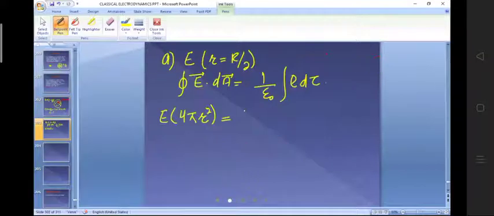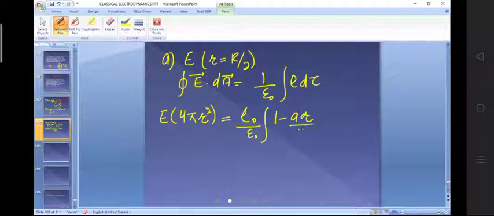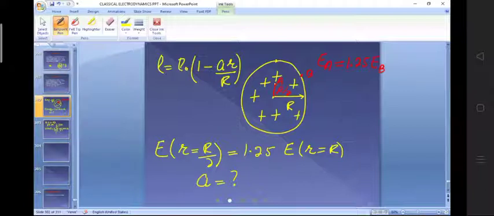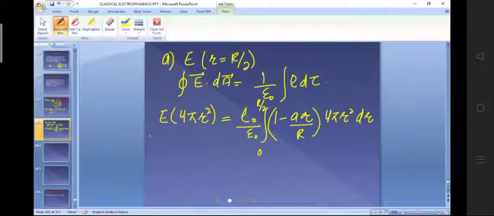So here I will write down rho naught divided by epsilon naught integration of 1 minus small r divided by capital R multiplied by d tau, which is spherical volume element, and that's in turn equal to 4 pi r square dr. And the limits of integration will be from 0 to R by 2. Fine, because we are supposed to calculate the electrostatic field at this point. And at this point, the electrostatic field will be contributed by only this charge. It's called Newton's shell theorem in gravitation, and we can apply it here as well.